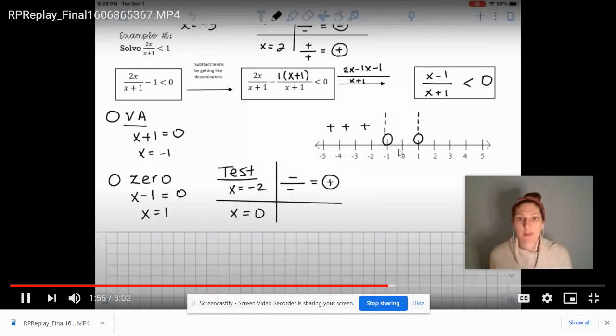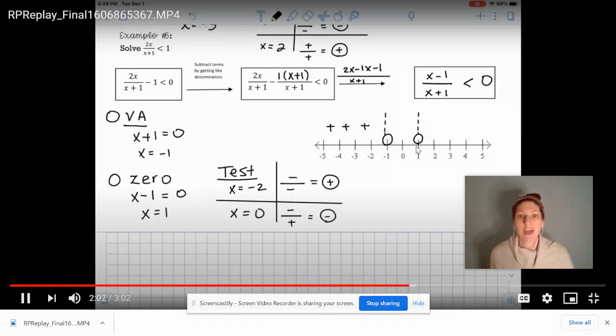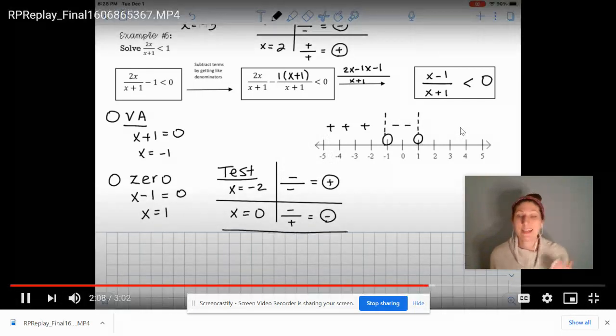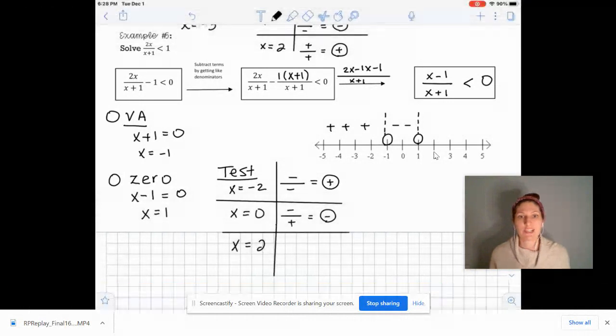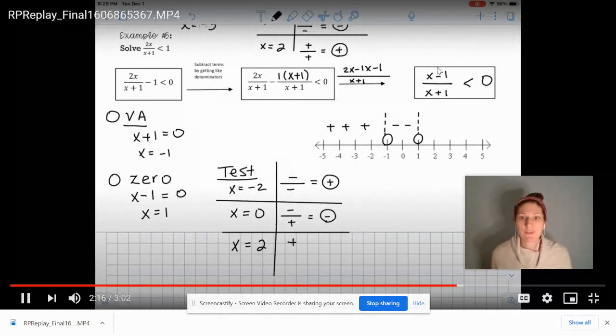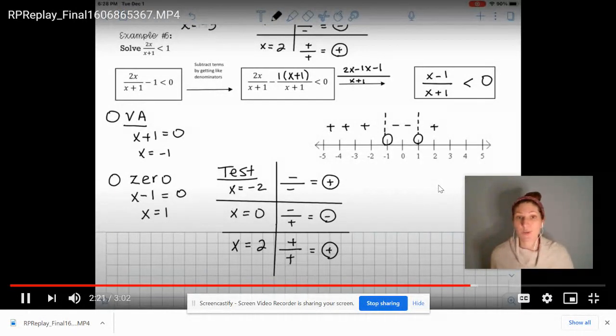Next up, I'm going to plug in 0. So 0 minus 1 is negative, 0 plus 1 is positive, and a negative divided by a positive is negative. So I can label that section. Last number is in this region. I'm going to go for 2, but you can plug in any number in that region. If I plug in 2, I have 2 minus 1, that is positive. 2 plus 1 is also positive. And a positive divided by a positive is positive.